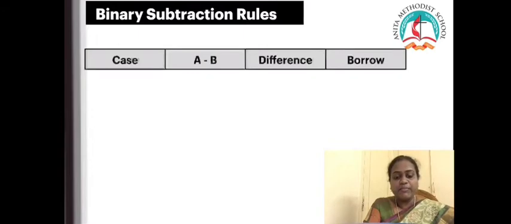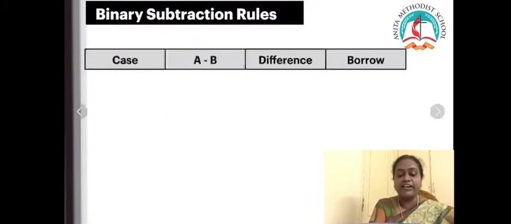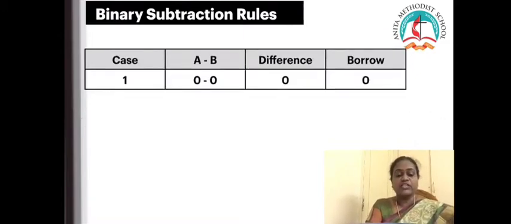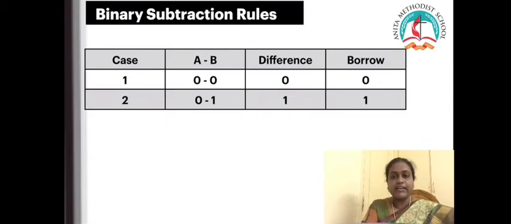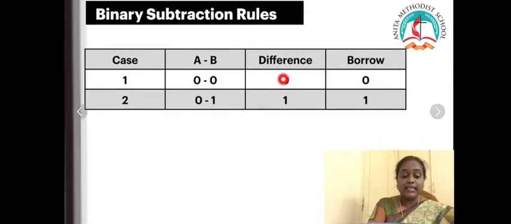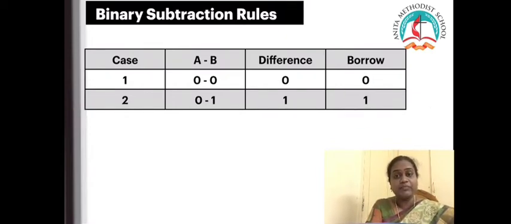Even for binary subtraction, we have certain rules to be followed. It is a default rule that you should follow. Here it is A minus B, and instead of sum we have difference, and instead of carry we have the borrow value here. So case 1, if I am going to subtract 0 minus 0, then my difference will be 0, borrow 0. Then for the second case, if I subtract 0 minus 1, then my difference value will be 1, my borrow value will be 1.